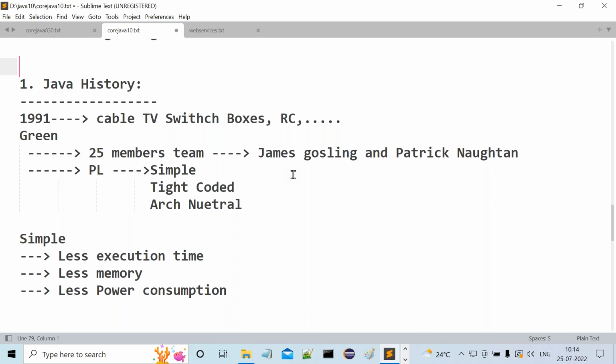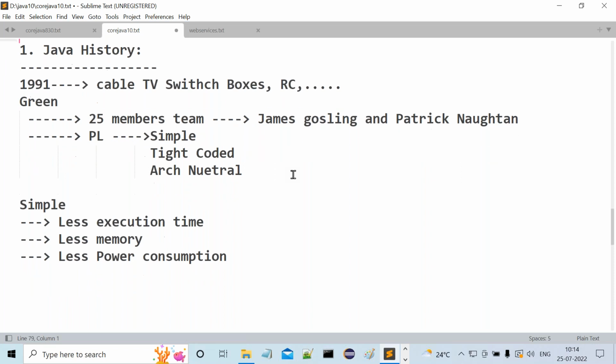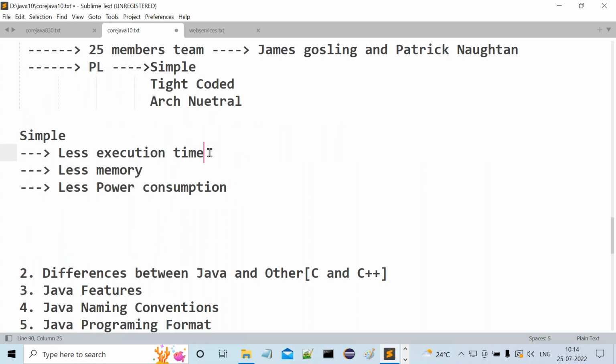Now, what factors did they include in the simple programming language? Three factors. What is the first one? Less execution time. Next one? Less memory. Third one? Lesser power consumption. Right, sir?